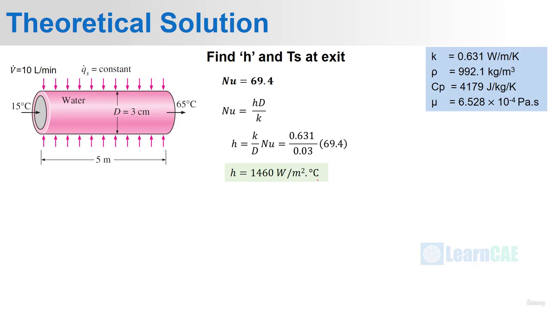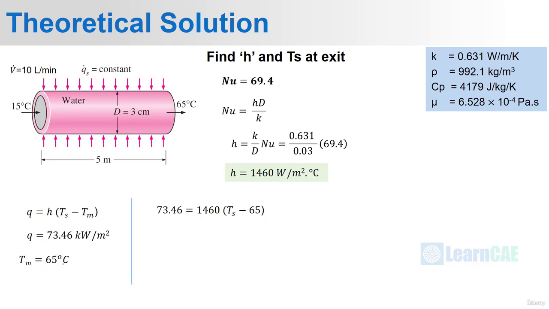Okay. Next, we have to find out the surface temperature at the exit. We know that the heat flux q is equal to H into Ts minus Tm. Ts is the surface temperature and Tm is the mean temperature or the bulk temperature. This is at the exit. Okay. We have already calculated q, which is equal to 73.46 kilowatt per meter square. We know the mean temperature at the exit, which is 60 degrees Celsius. We shall substitute the values and find out the surface temperature Ts. Tm is 60 degrees Celsius. Substituting, we will get Ts is equal to 115 degrees Celsius.